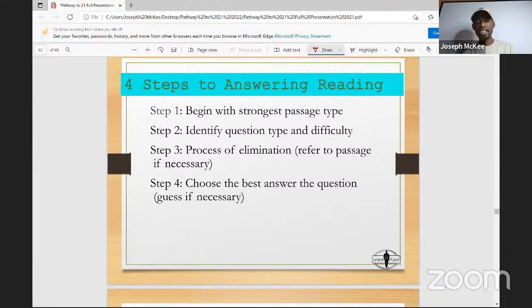All right, so the reading section is asking you to choose the best answer for the question. If you don't know, it's no problem with guessing. Remember, guessing is okay. So step 1, start with your strongest passage. Step 2, identify your question type and the difficulty. Step 3, use the process of elimination. Step 4, choose the best answer to the question.